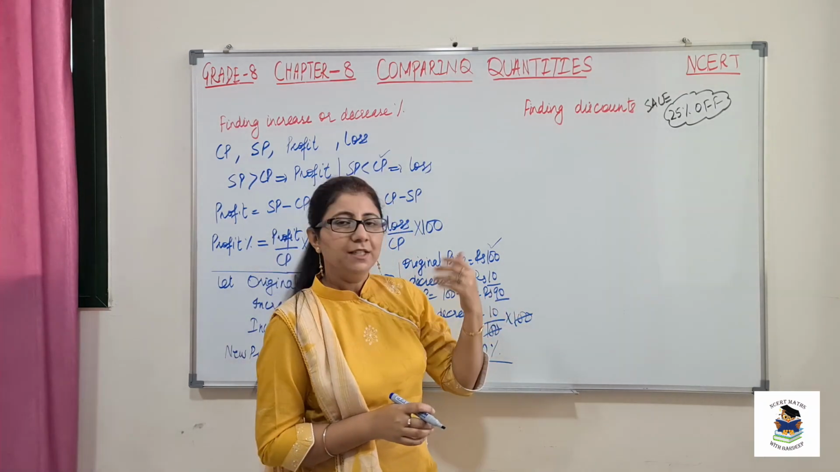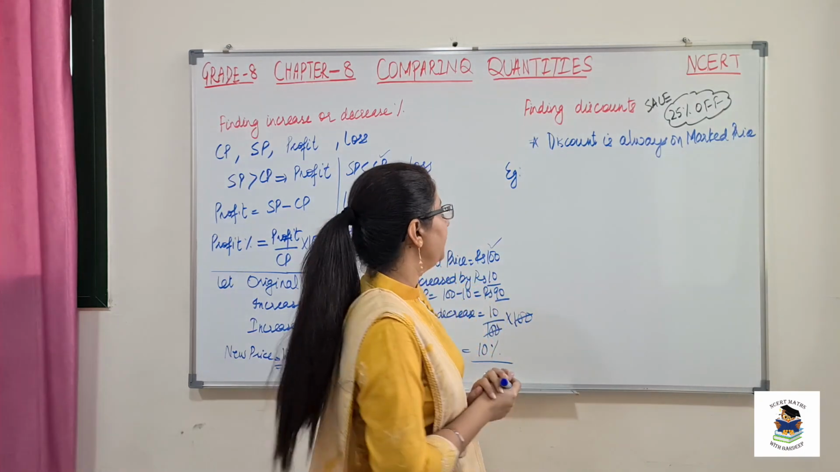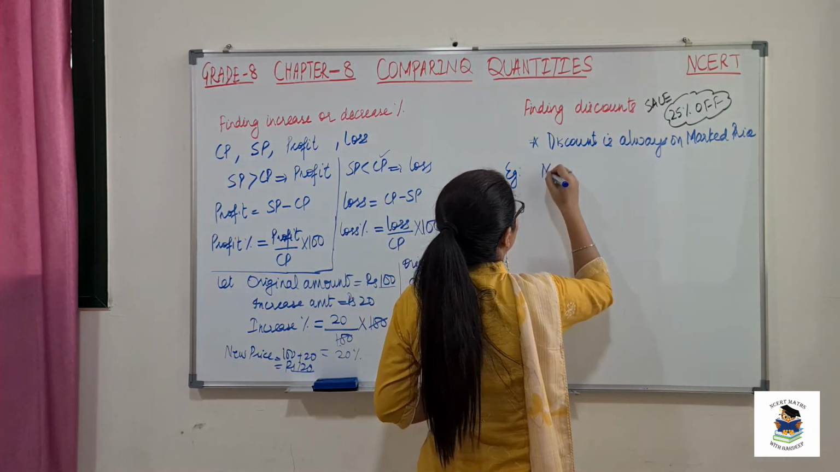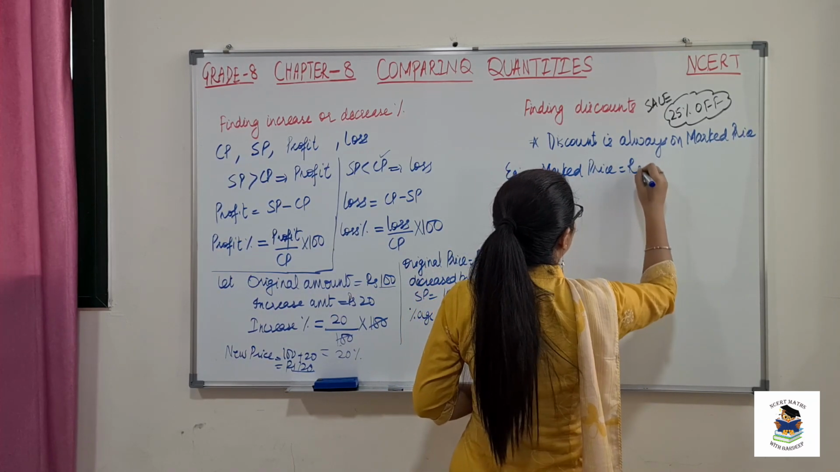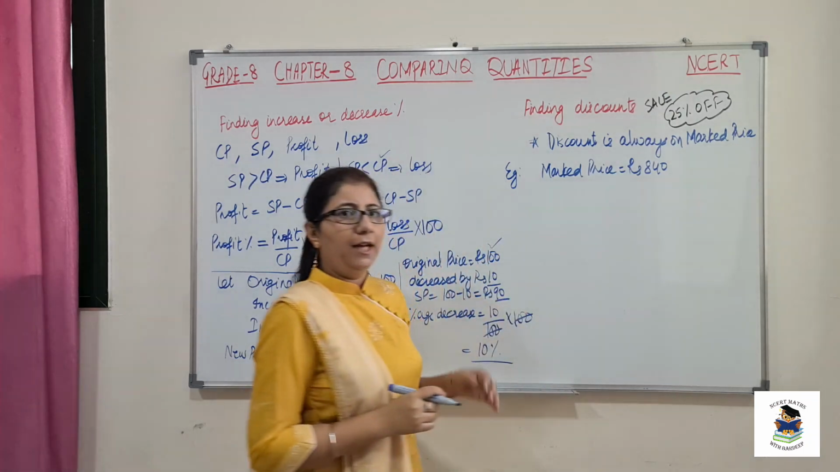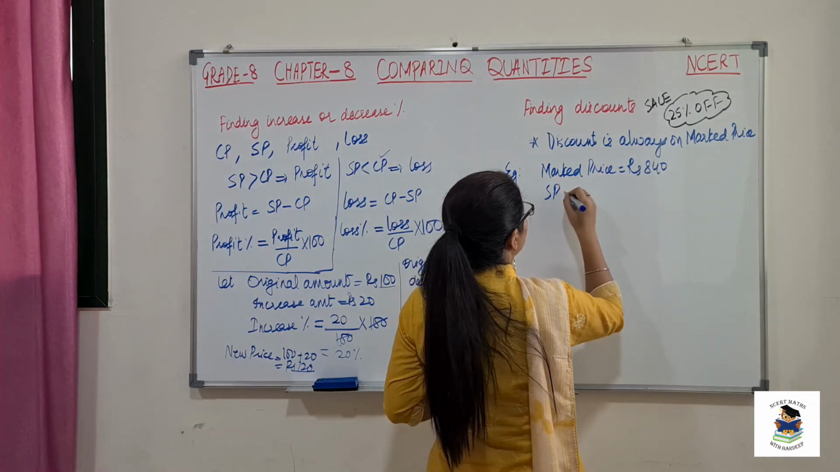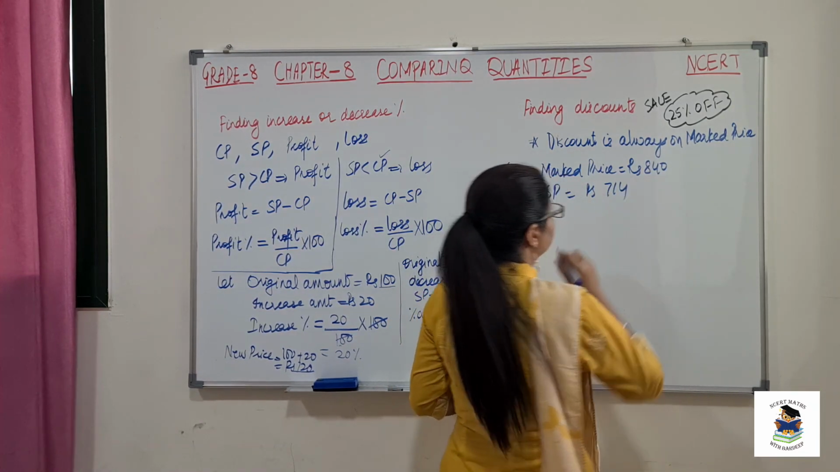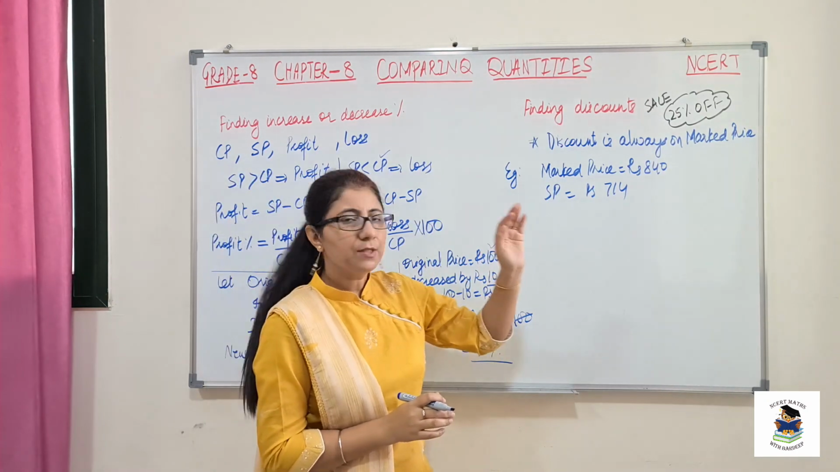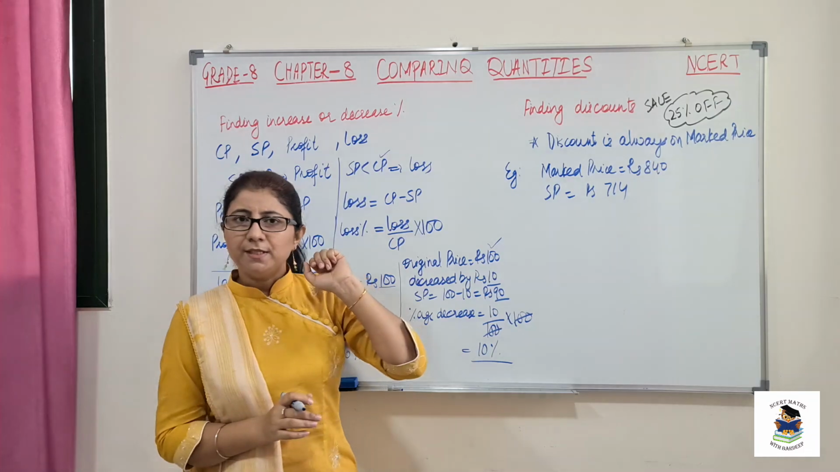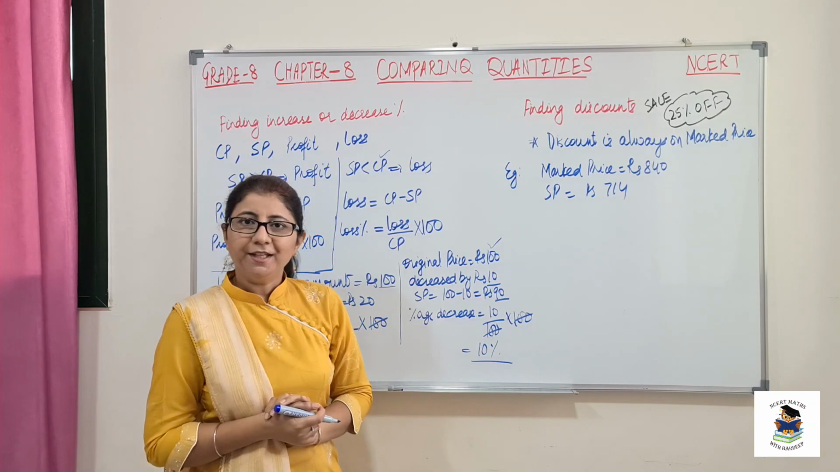So how to calculate this? Let's see. Suppose I am taking that one item has a marked price of 840 rupees. Okay, and I buy this product and I have paid, suppose, rupees 714. So that means originally this product costs rupees 840, but because of the discount I have to pay only rupees 714.